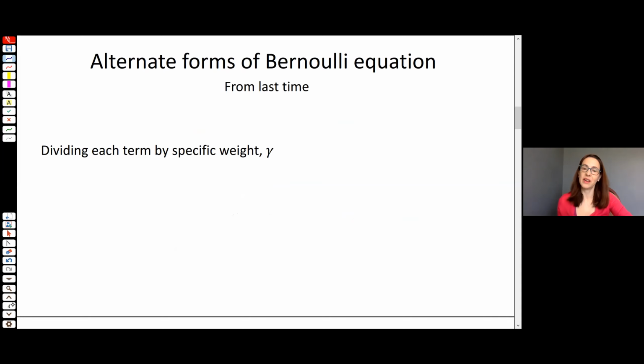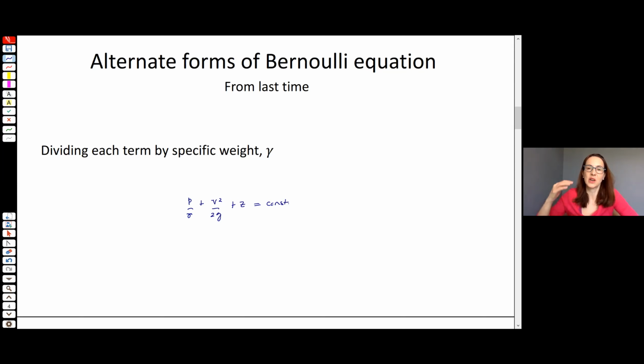So if we take the Bernoulli equation again and divide each term now by the specific weight, we end up with P over gamma plus v squared over 2g plus now just z equals a different constant, right? The constant from the Bernoulli equation divided by gamma. So now we see our Bernoulli equation, but now it's in terms of different types of pressure heads, right?